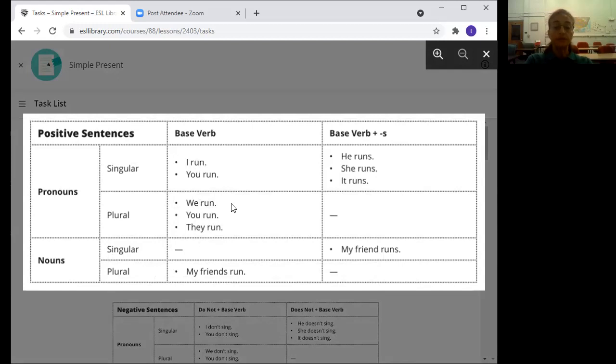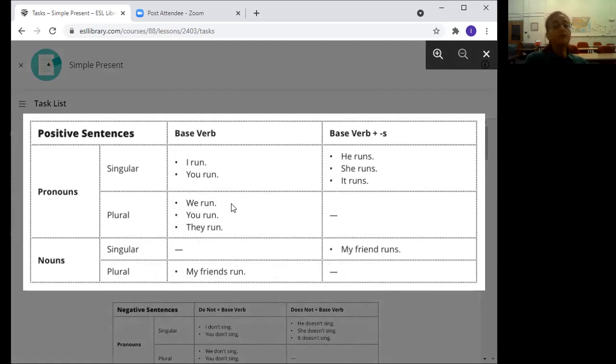If your subject is third person singular, third person singular is he, she, it, one person, what we do is add an S at the end of the verb. For example, he runs, she runs, it runs, right?